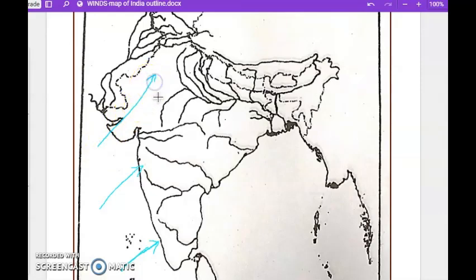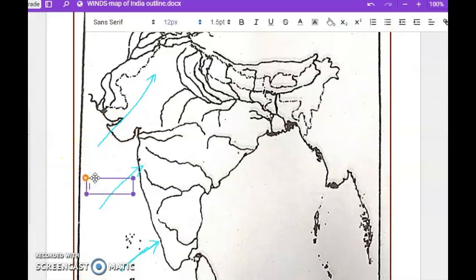Aravalli range. Now, Aravalis, we have done it in the physical features. You will have to check and accordingly see to it that they run parallel to the Aravalli range, because towards the west of Aravalis it's dry, Thar desert, because the southwest monsoon winds, Arabian Sea branch, do not shed water or moisture over here since it runs parallel. And we name this as southwest monsoon winds.